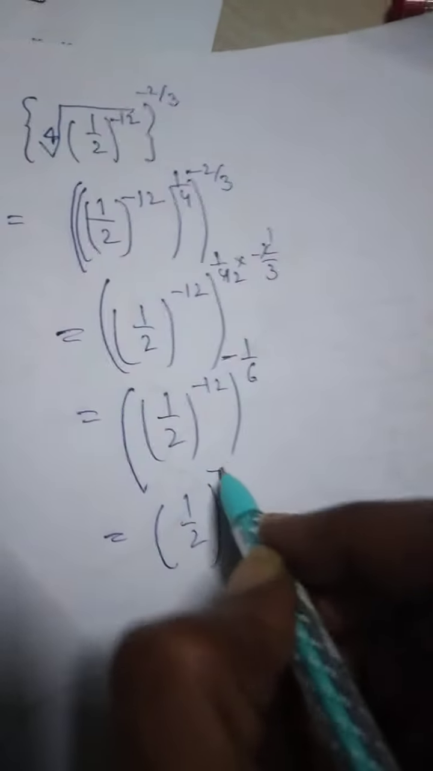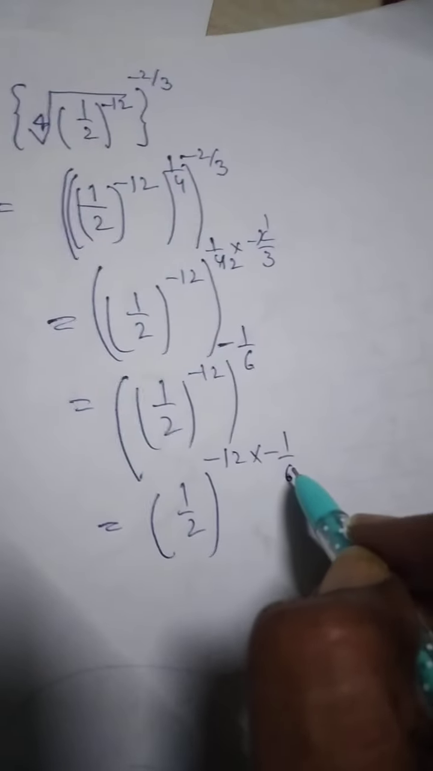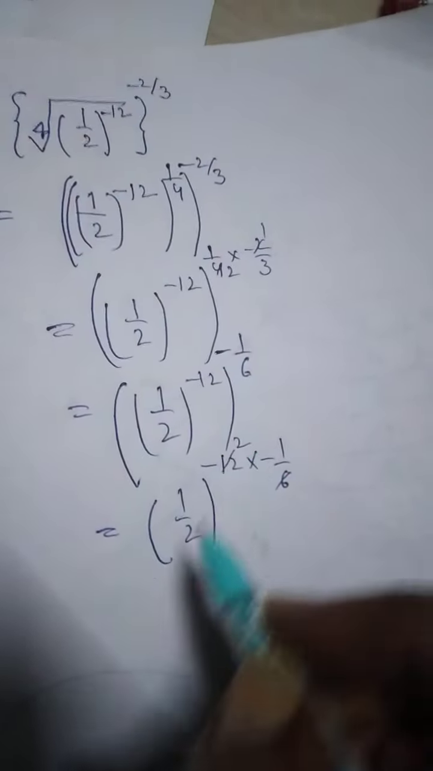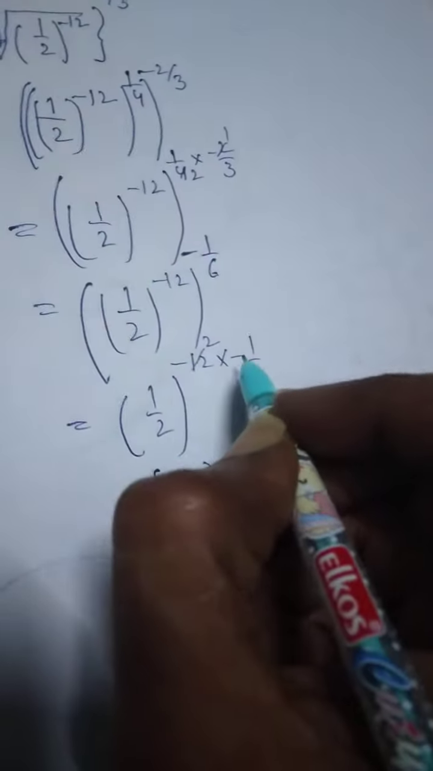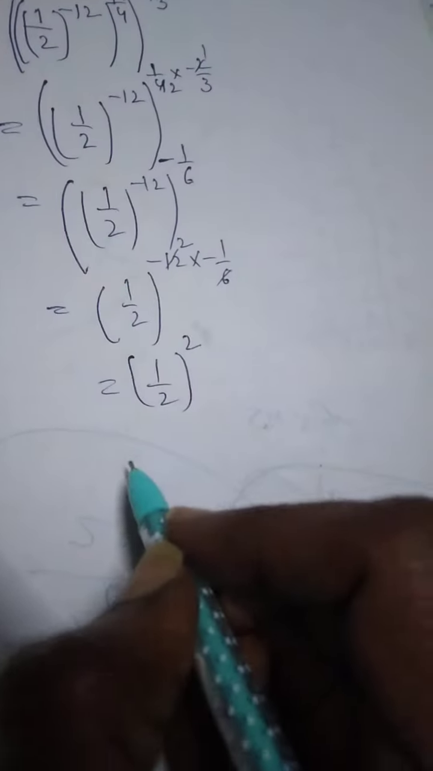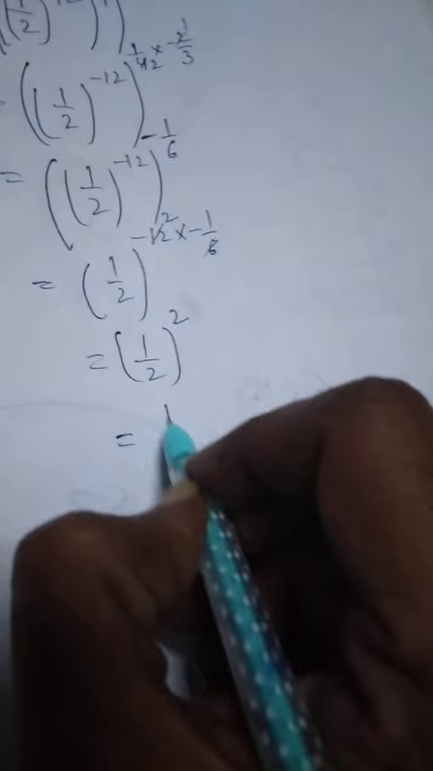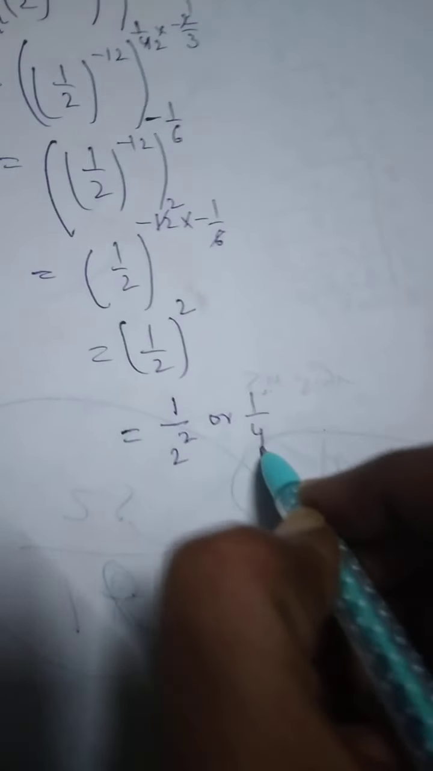And again we apply the laws of exponents. (1/2) to the power of -12 into -1/6. 6 ones, 6 twos. And this is (1/2) to the power of minus into minus plus 2. So this is nothing but (1/2) squared, or 1/4.